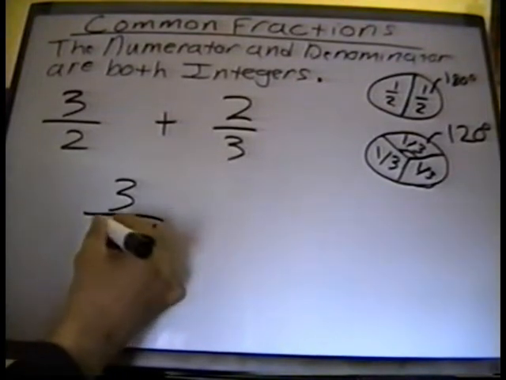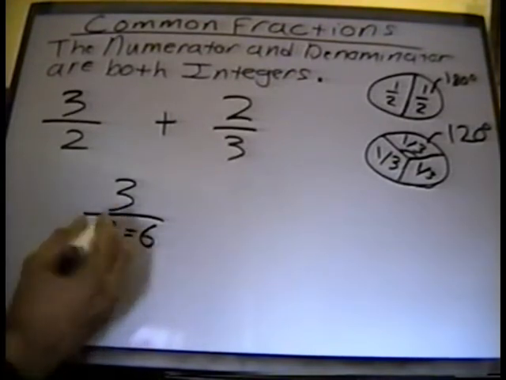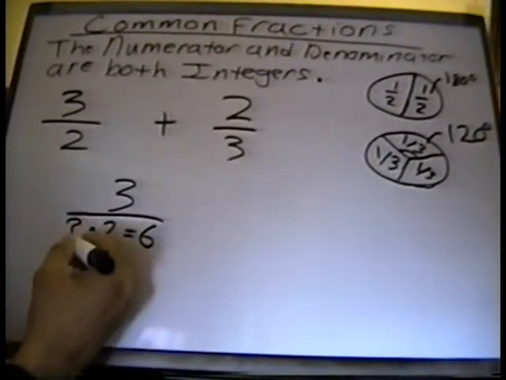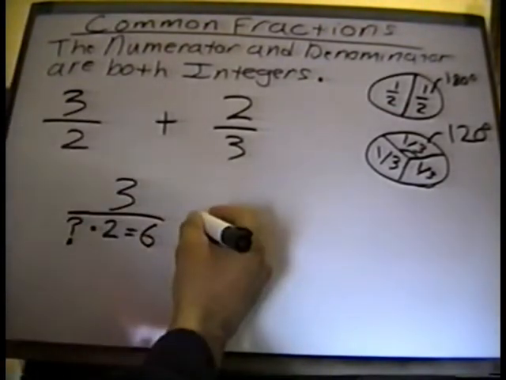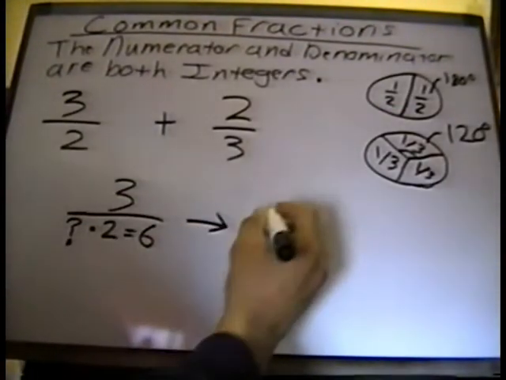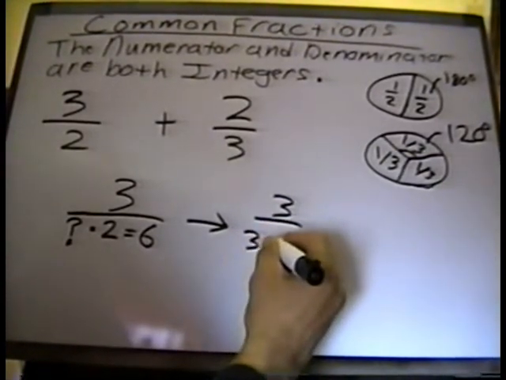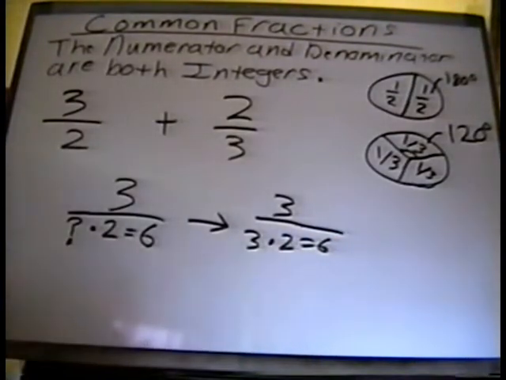You have to change, make that 6. You have to think backwards. What do I have to multiply 2 by in order to get 6? Okay? So here I have to multiply 2 by 3 in order to get 6. Right?